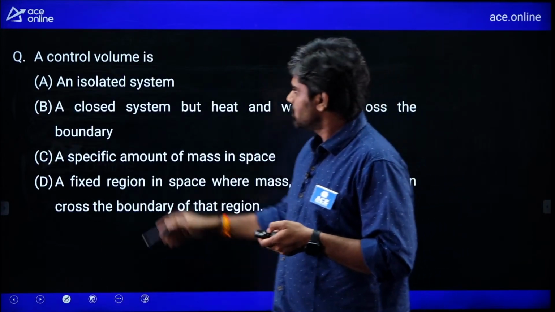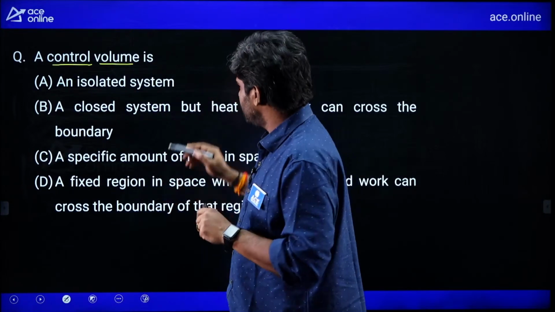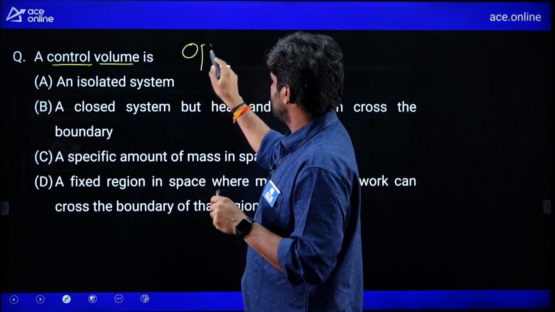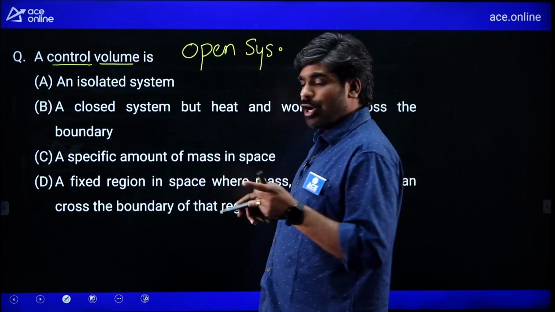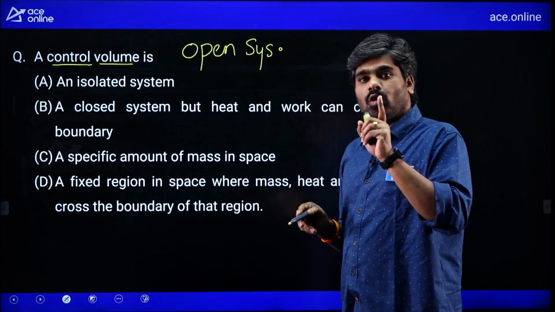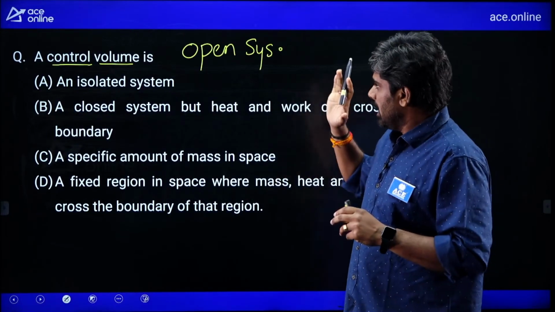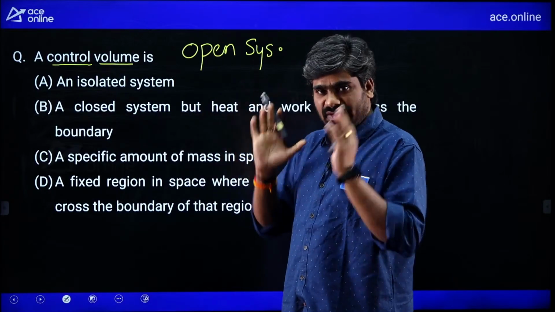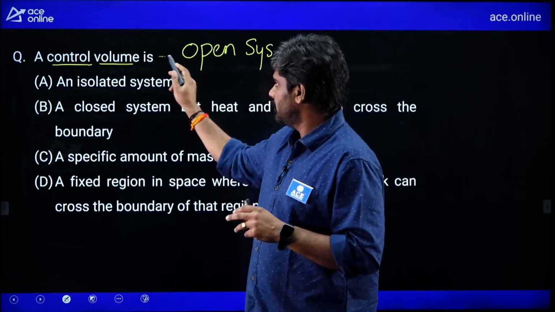Control volume refers to an open system. Control mass refers to a closed system. Control mass, mass is controlled, that is a closed system. Control volume, volume is fixed, that is an open system. Control volume refers to an open system, right.